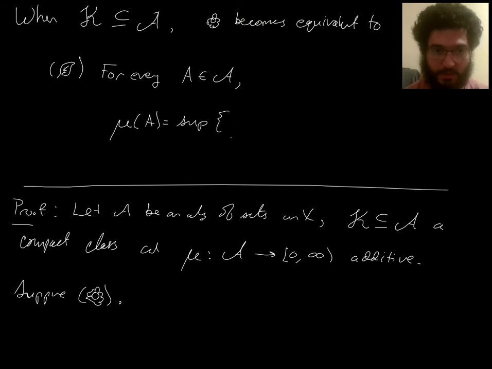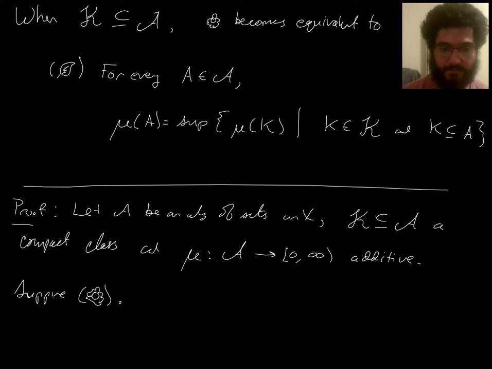So what I was writing was a shorthand, or just an alternative notation for this, supremum of this set of real numbers, running over K in there with K contained in A. So two things to show. Mu of A is an upper bound for the set, and it's the least upper bound.